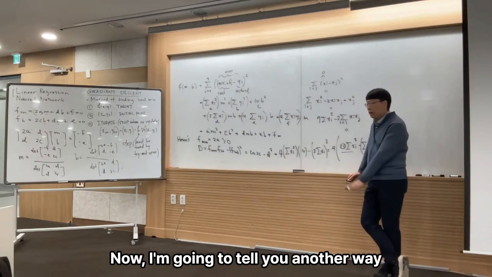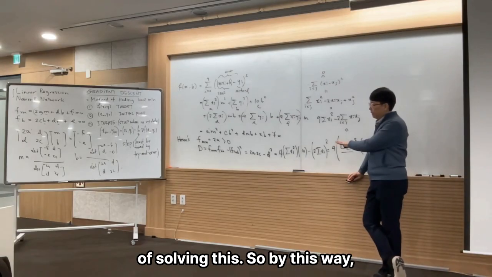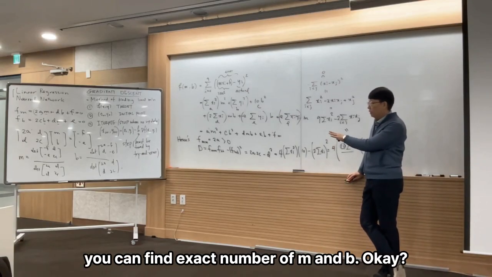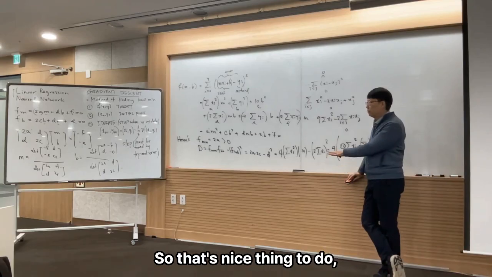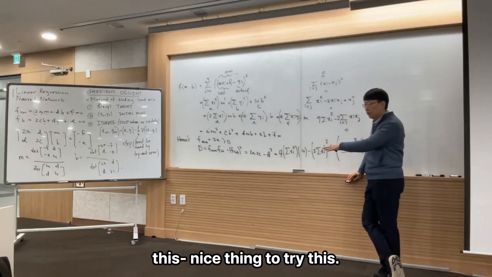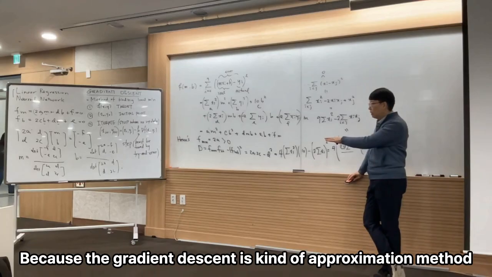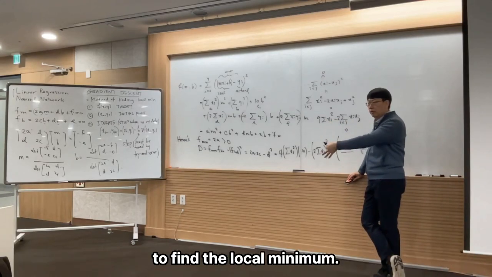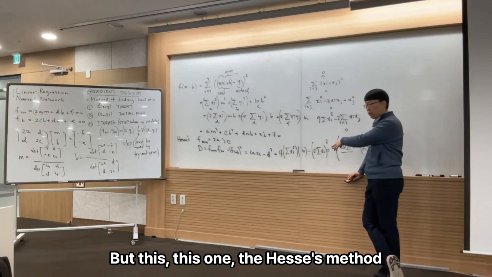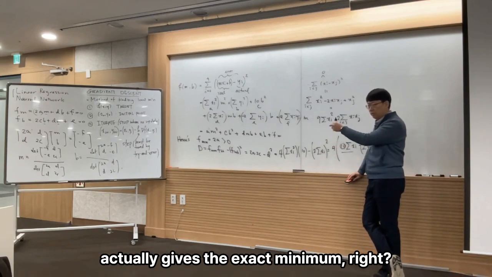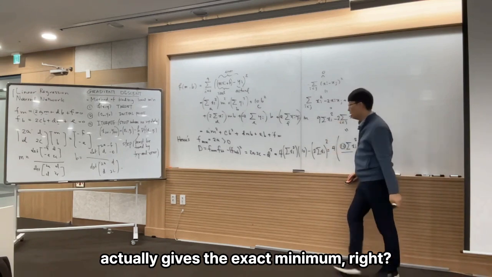Now I'm going to tell you another way of solving this. By this way, you can find the exact number of M and B. That's a nice thing to try. Actually, this is the best way you can try, because gradient descent is kind of an approximation method to find the local minimum. But this one, the Hessian method, actually gives the exact minimum, right?